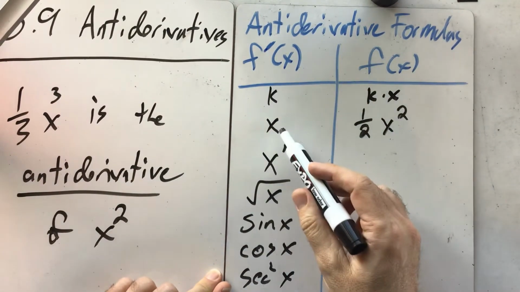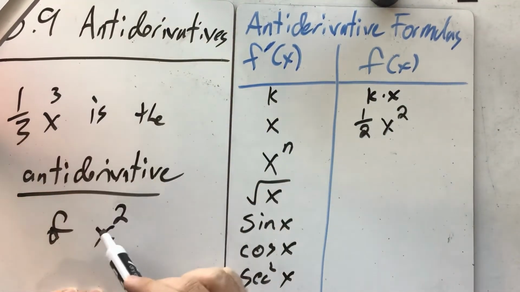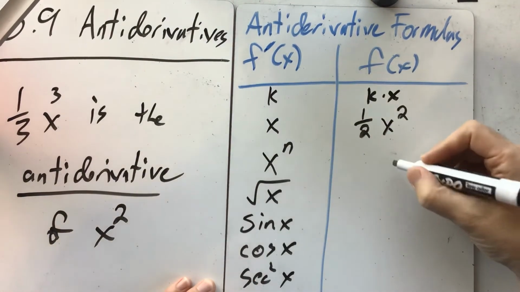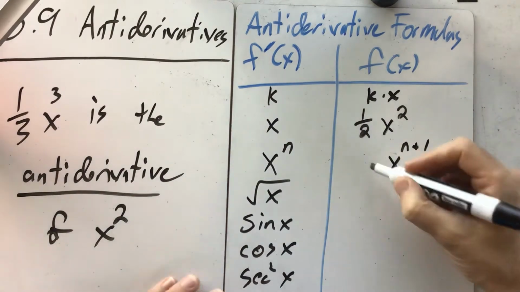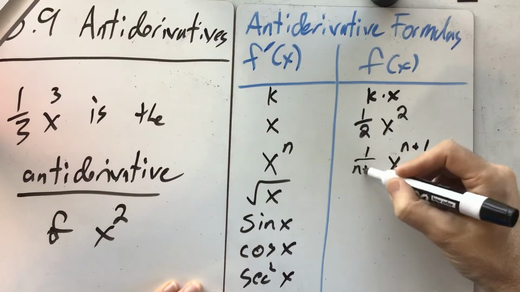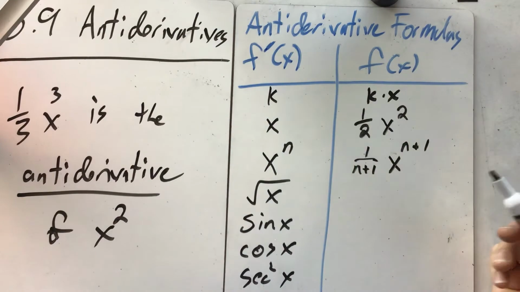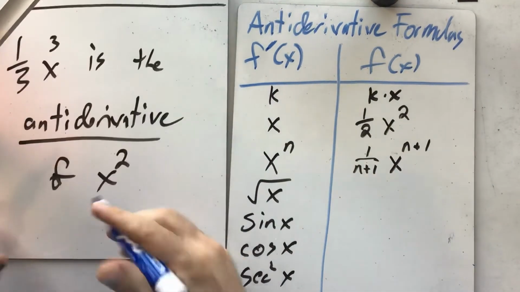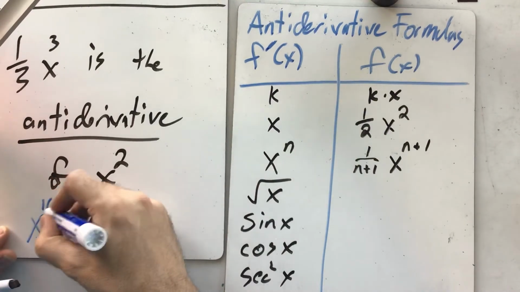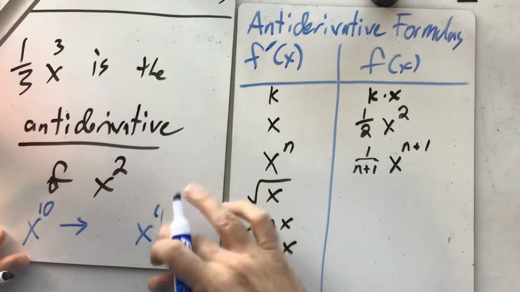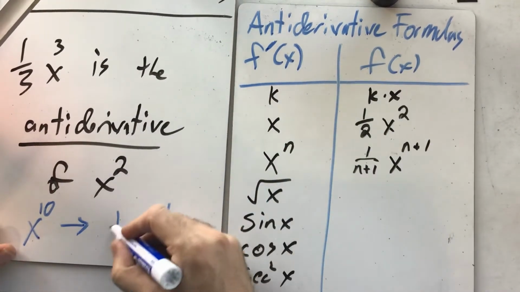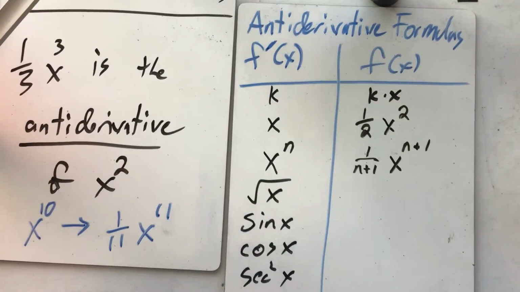1/2 x squared came from x. 1/3 x cubed came from x squared. And it turns out that whatever your power is, you raise that power by 1, and then you divide by whatever that new number is. So, for example, if I were to have, say, x to the 10th, my antiderivative, I would raise it to one number. So instead of 10, I'd make it 11. I would add 1, and then I would have 1/11 out front. So whatever your number is, you just keep raising it like that.